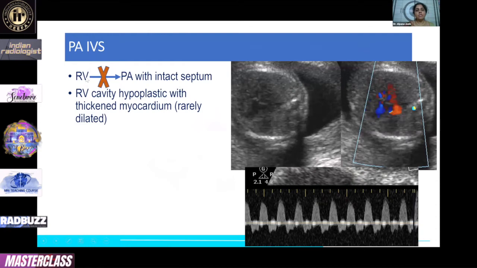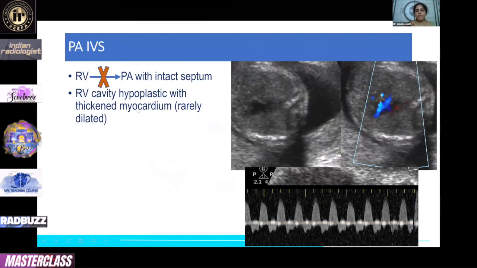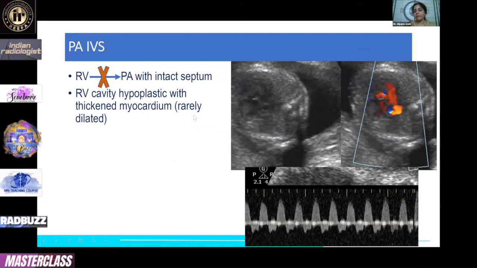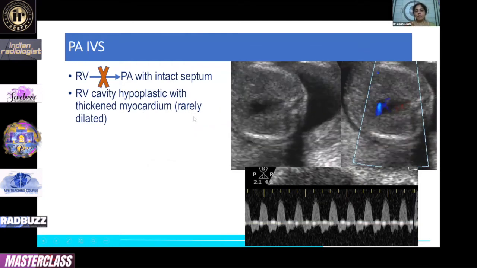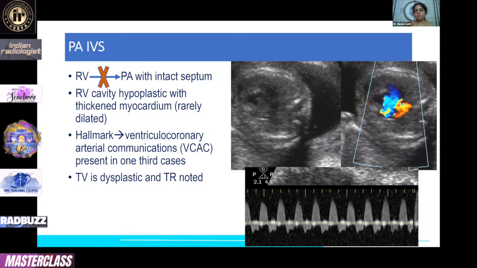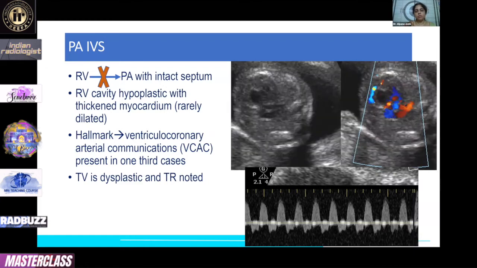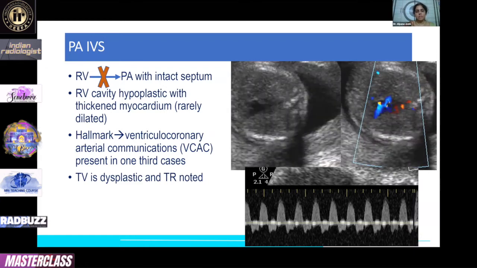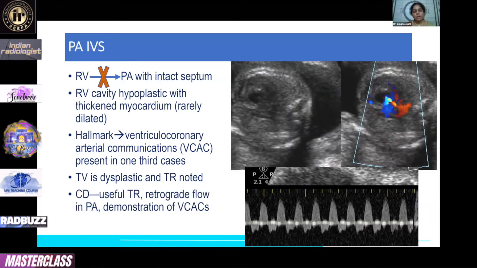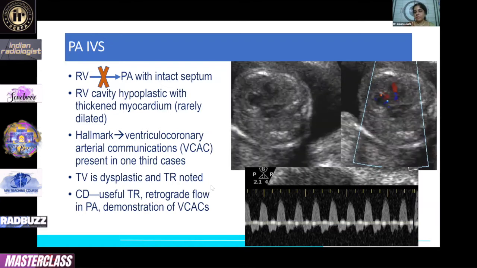There is no connection of RV to PA with the intact septum. RV cavity is hypoplastic with thickened myocardium, and rarely it can be dilated. And the hallmark is, of course, these communications, which have this to-and-fro flow. It happens in 1/3 cases. TV is always dysplastic and TR is seen. Color Doppler is very useful to know the retrograde flow in the pulmonary arteries and for demonstration of the VCACs.